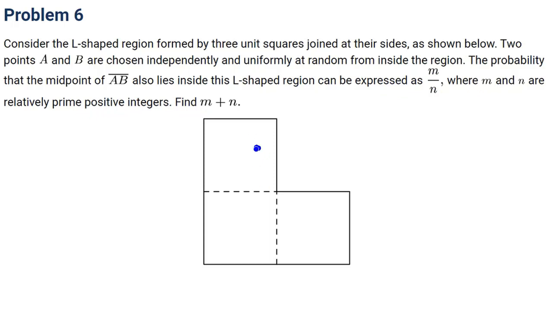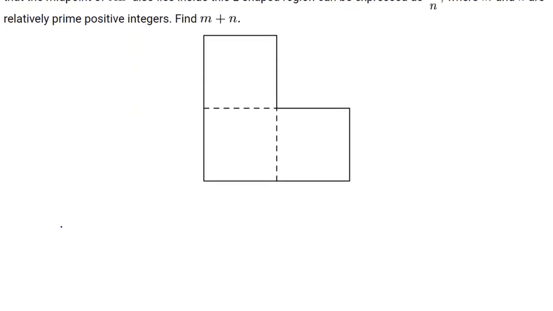Find m plus n. For example, if A and B are here, the midpoint here is bad. But for example, if you select A and B here, it's good, A and B here, good. So let's consider the bad cases. The answer is 1 minus the probability of the bad case, 1 minus the probability that the midpoint of AB is outside the region.